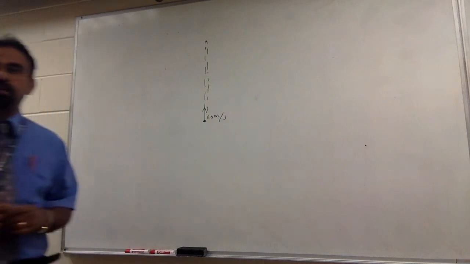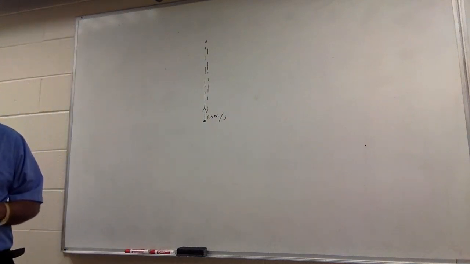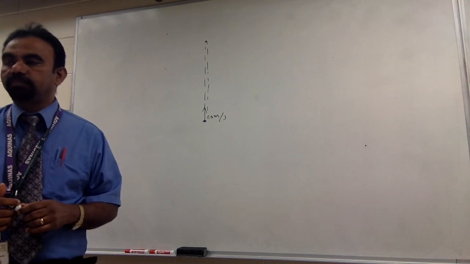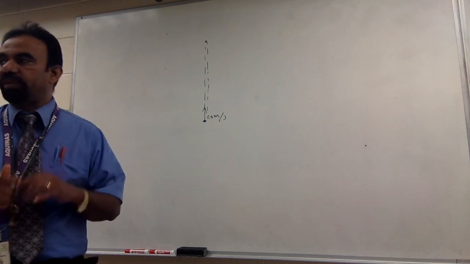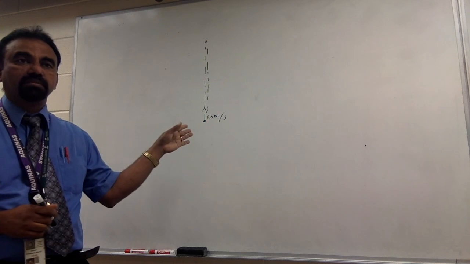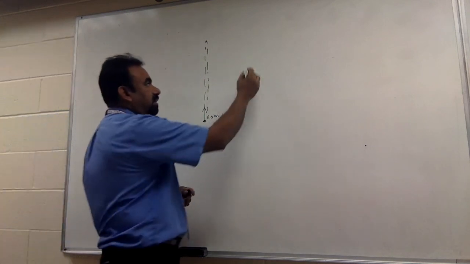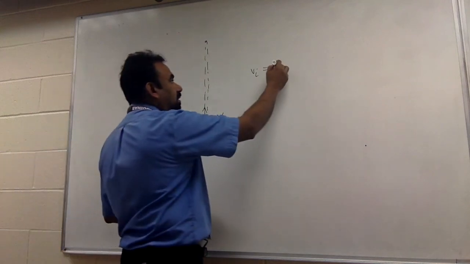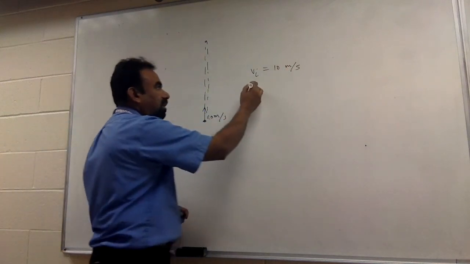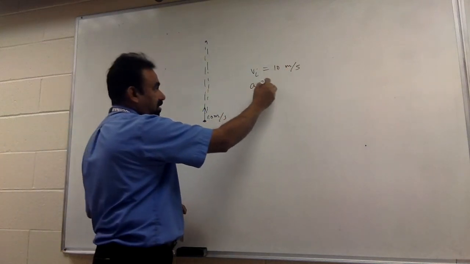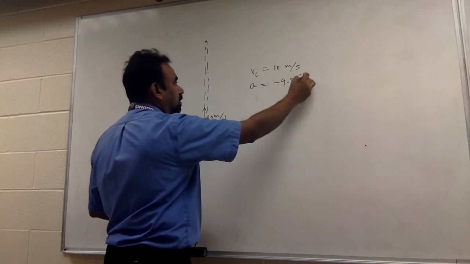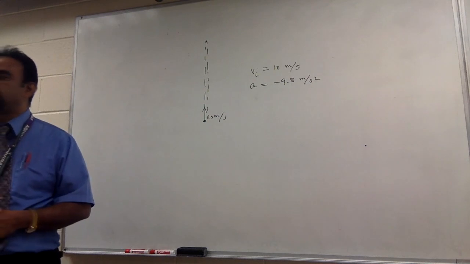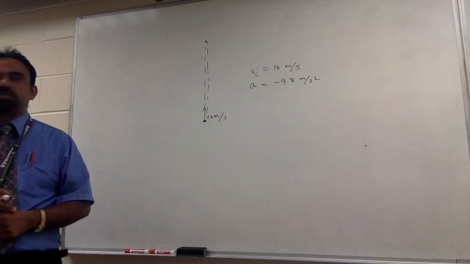Every time you have to make sure you get the picturization right. So here's the picturization. Now look for the data. What is Vi? 10 meters per second. What else do you know? Acceleration is known. What else do you know? We don't know the final velocity here.